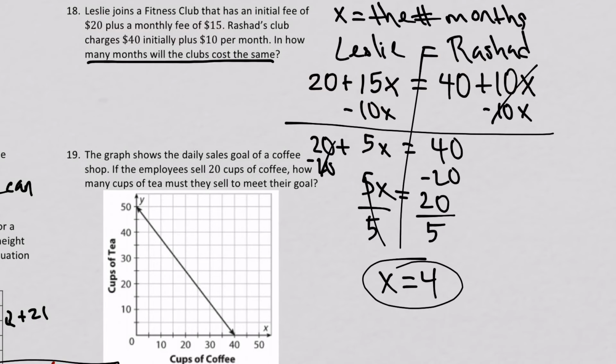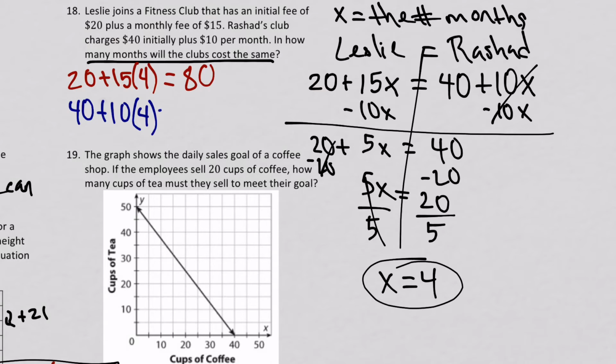Okay, you want to test that? Let's test it. How much will Leslie's club be in 4 months? Well, it's going to be 20 plus 15 times 4, right? 20 was the initial fee plus $15 per month for 4 months. So that'll give me a total of 15 times 4 is 60 plus 20 is $80. That's going to be Leslie's club. Rashad's is going to be 40 plus 10 per month, but we say it's 4 months. 10 times 4 is 40 plus 40 is 80. And you can see that in 4 months they're both going to be exactly the same, which is $80.